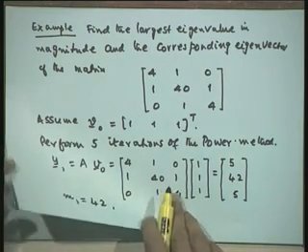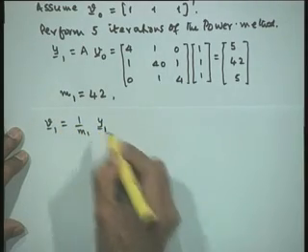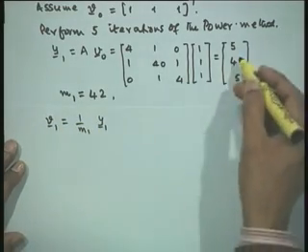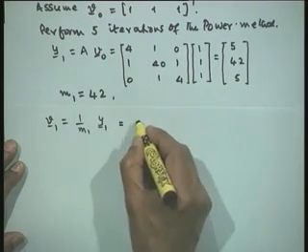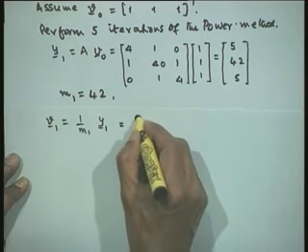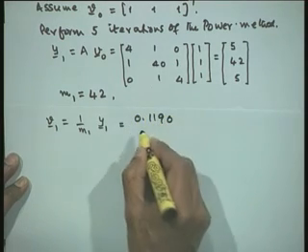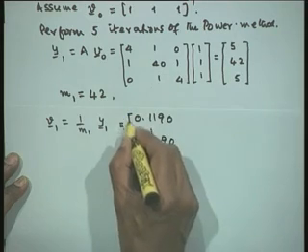Therefore, V 1 is 1 upon m 1 of y 1. So, we have to divide this by the largest element in magnitude. That will give me 5 by 6, 1, 5 by 6. Let us divide it out. The value is 0.8333.